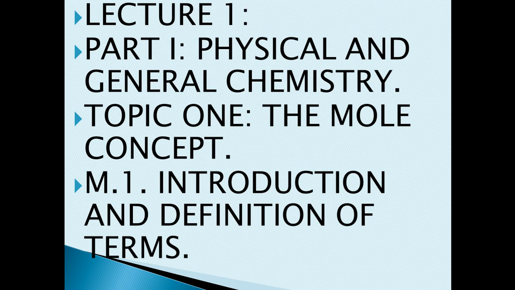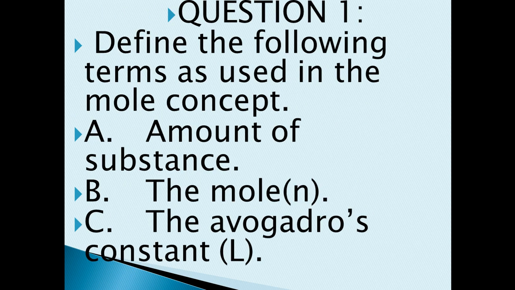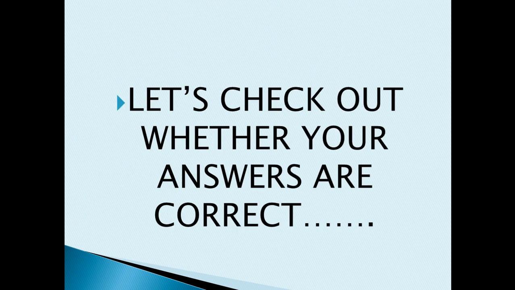Lecture 1, Part 1, Physical and General Chemistry. Topic 1 is the mole concept. M1, Introduction and Definition of Terms. Question 1. Define the following terms as used in the mole concept. A, the amount of substance, B, the mole, C, the Avogadro's constant, L. You have to put down your answers, then we check whether your answers are correct.